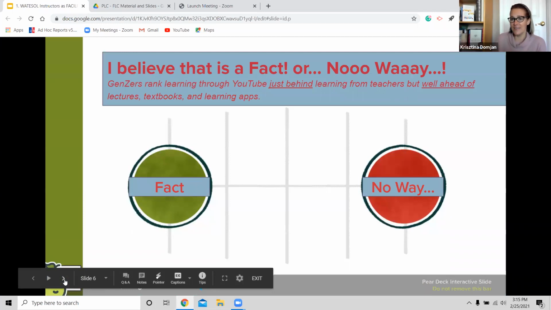And let's take a look at the next statement right here. Gen Zers rank learning through YouTube just behind learning from teachers, but well ahead of lectures, textbooks, and learning apps. Now, in this case, I'll give you a second just to think about the options. Is it a fact, or should you say no, that's not true?